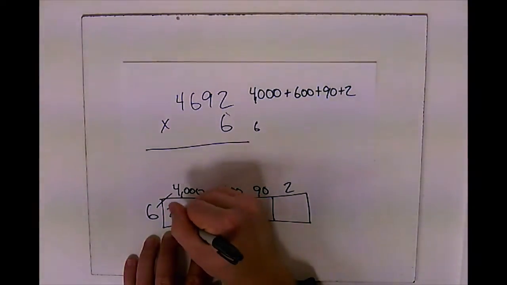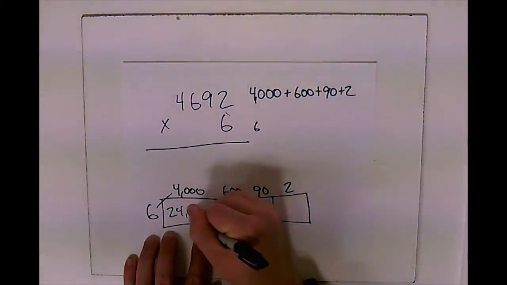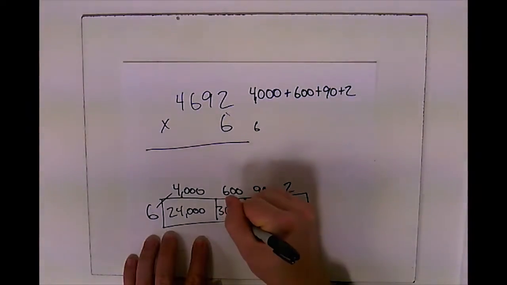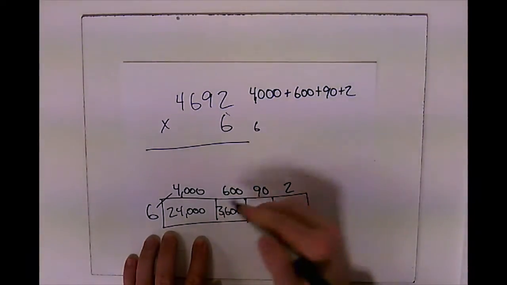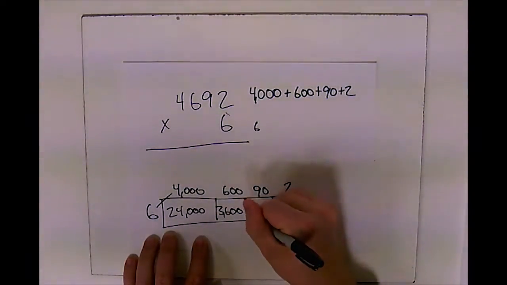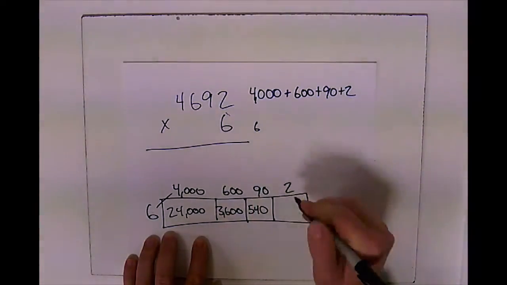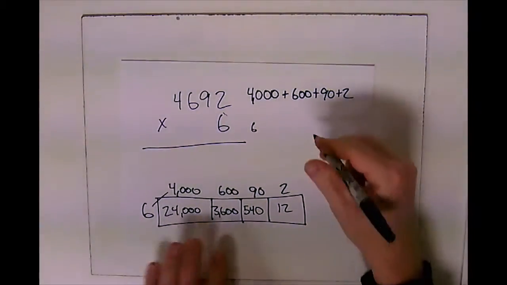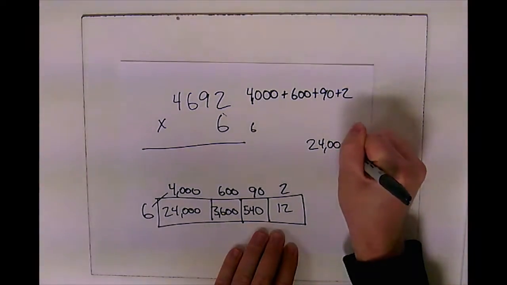So 6 times 4 is 24. Don't forget your zeros. 6 times 6 is 36. Don't forget your zeros. 6 times 9 is 54. Add your 0. And then 6 times 2 is 12. Then I'm just going to simply add those up.